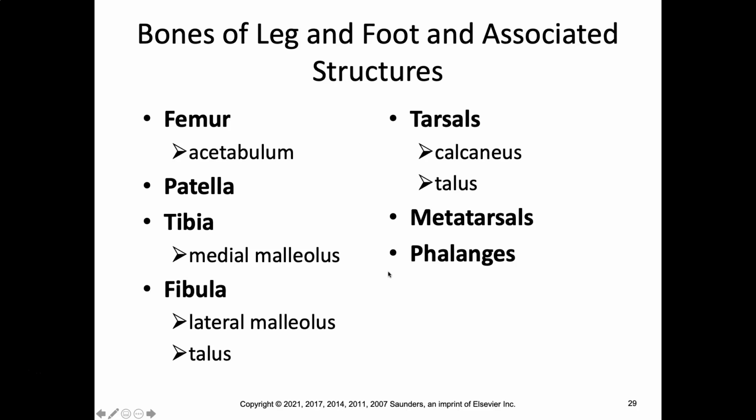All right, so looking at leg, foot, and associated structures, you have your femur and the acetabulum, patella, tibia, which also includes the medial malleolus, fibula, lateral malleolus and talus, tarsals, calcaneus, talus, metatarsals, and phalanges. And I'm going to refer you back to your book. I was looking at this with a different class earlier, so make sure you take a look at your book because it has all of the pictures, but it also has some additional ones that you may find helpful.